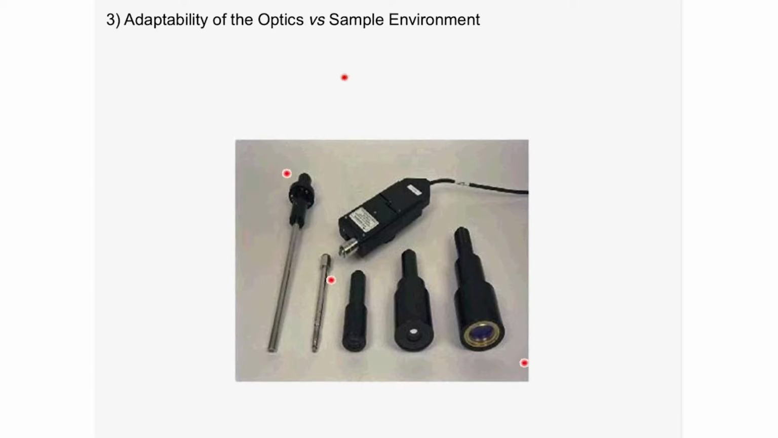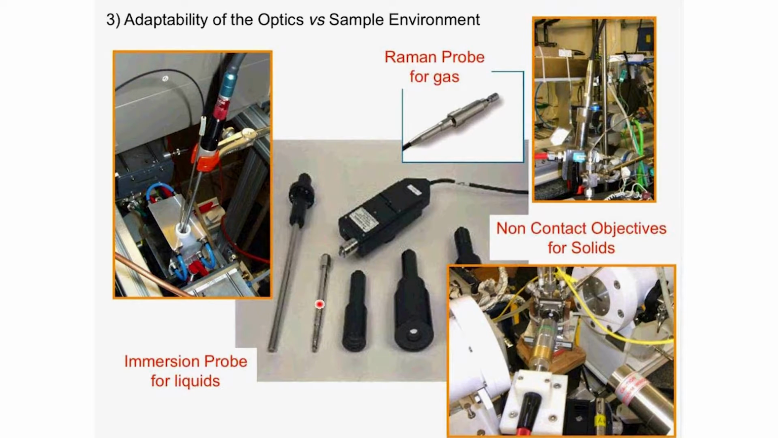For the Raman probe head, here you have some accessories which can be found with the Kaiser corporation. This Raman probe head can be equipped with different objectives. If you want to study solids, you can use a non-contact objective like here. If you want to characterize a liquid solution, you can equip the Raman probe head with an immersion probe. And more recently, you have the possibility to study gases using a specially designed Raman probe head for gas.